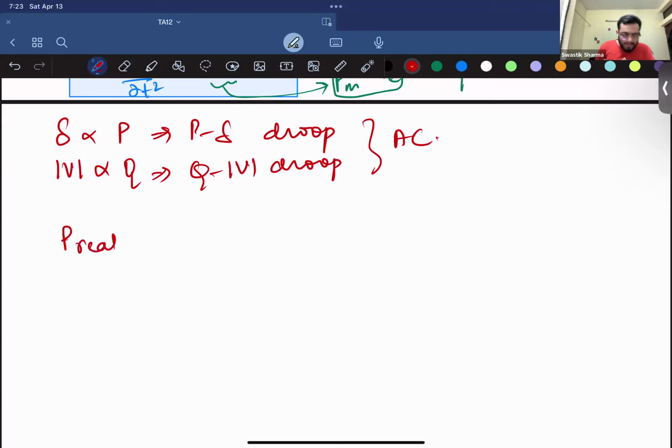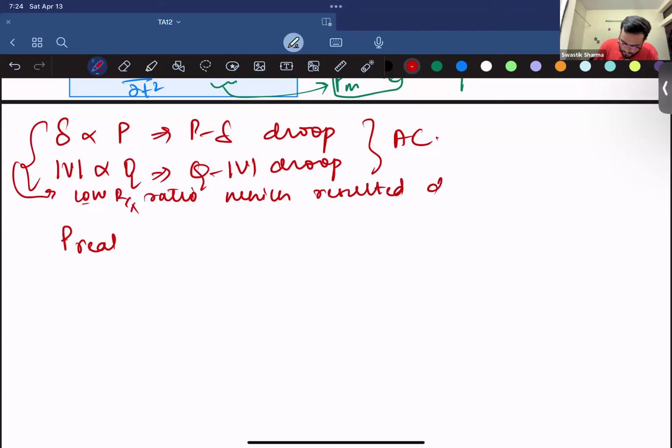On the AC side, we took a few assumptions. The assumption was that the R by X ratio would be very small. This R by X ratio resulted in the decoupling of the equations, such that the real power would only depend on frequency and the reactive power would only depend on voltage magnitude. This was due to the R by X ratio, which resulted in decoupled equations.